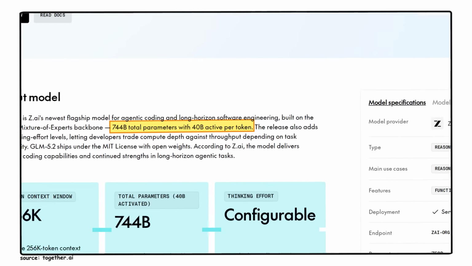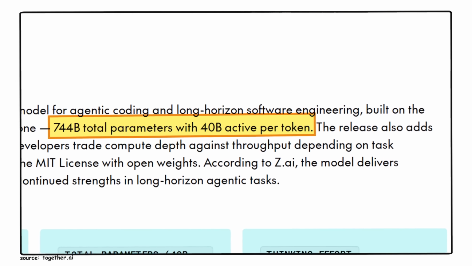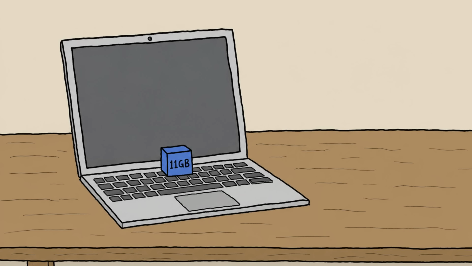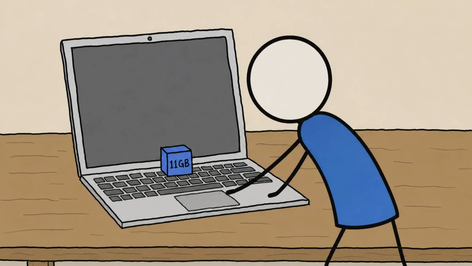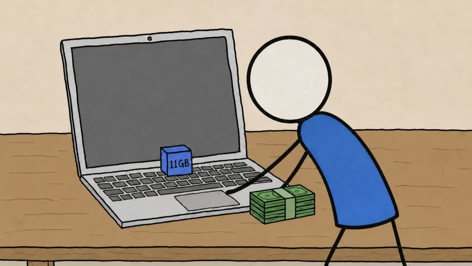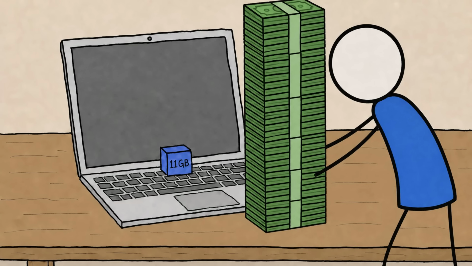Out of those 744 billion parameters, the model only activates about 40 billion parameters per token. And of those 40 billion, only about 11 gigabytes actually change from one token to the next. Right now, if you want to run GLM-5.2 locally, the official math says you can't, unless you happen to have the GDP of a small island nation lying around.